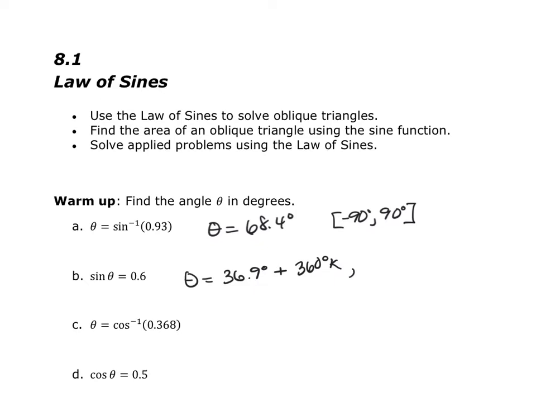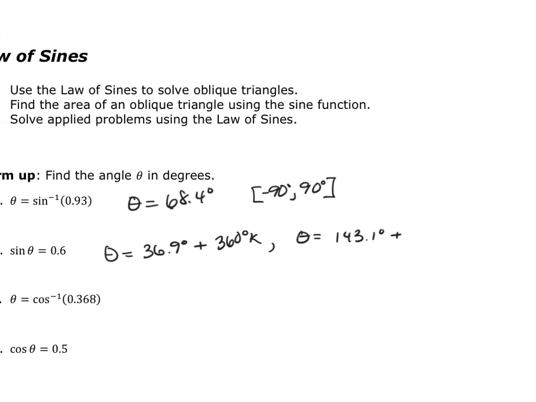The other place in which we will get an answer of 0.6 when I take the sine of the angle is in quadrant number 2. And that angle happens to be when theta is equal to 143.1 degrees, rounded to the nearest tenth of a decimal, plus 360 degrees multiplied by k, so all the coterminals.